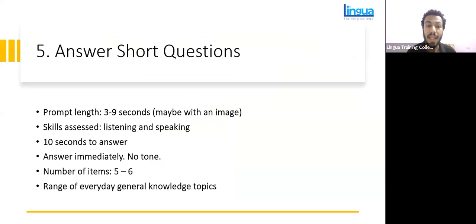Next one we have is answer short questions. In answer short questions, you hear a question, maybe supported with a picture, and then you answer with one word. Maybe you add a, an, or the before the word, but nothing more than that. You get the question repeated 5 to 6 times. These are the number of the tasks for answering the questions. It tests listening and speaking. The questions are more about life and general knowledge. You don't need to study anything specific to answer these questions.